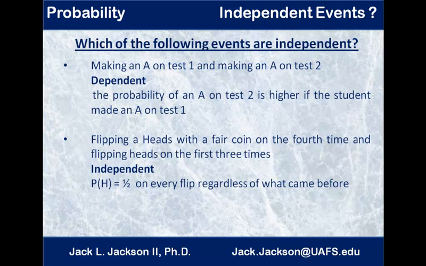Flipping heads with a fair coin the fourth time, given that we flipped heads the first 3 times, is independent. The whole idea of a fair coin is the probability is 1/2 every flip, regardless of what came before. Some people make an error in judgment here. They may say, well, we've had 3 heads in a row, we're due a tails, so the probability of tails is increased. Well, no, it's not. It's still 1/2 every time. They're independent.